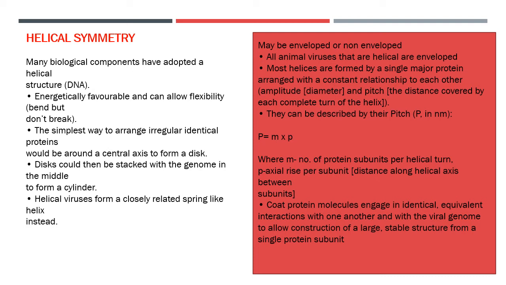The coat protein molecules engage in identical equivalent interactions with one another and with the viral genome to allow construction of a large stable structure from a single protein subunit. So the coat protein is also important as it engages in identical and equivalent interactions with one another. Here we can consider it as capsid because that is what is covering the genome.